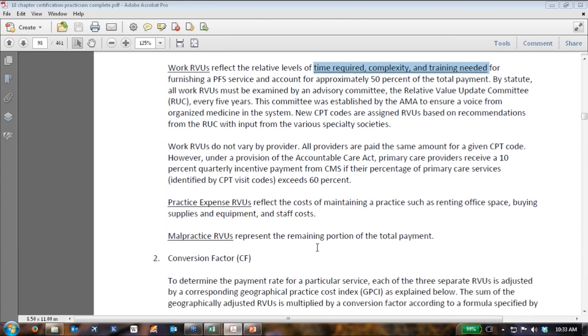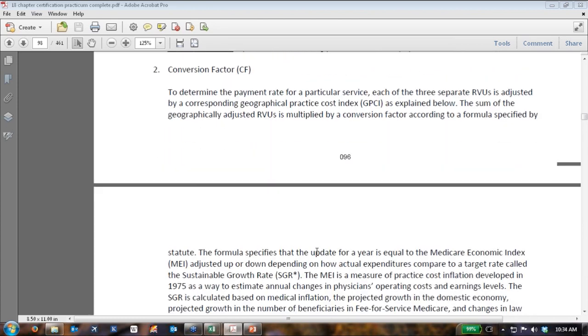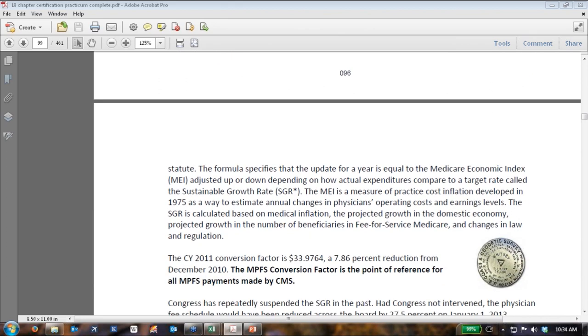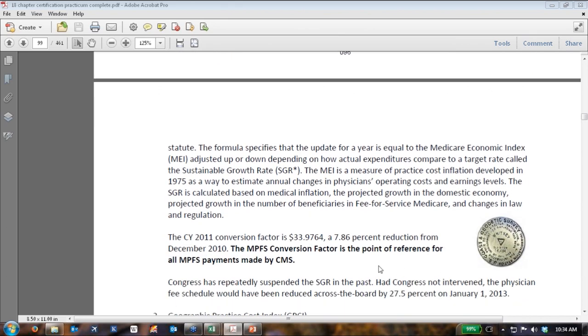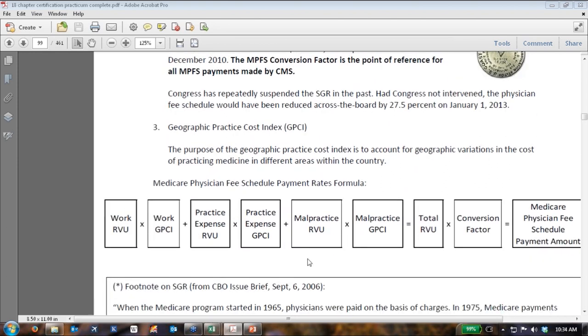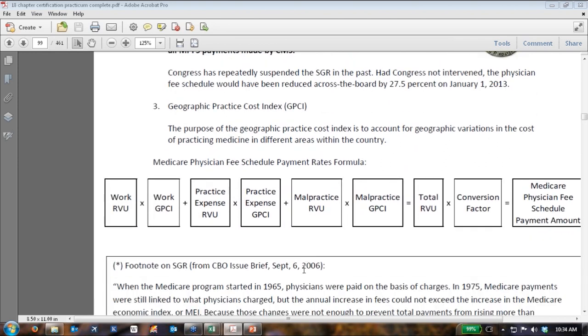And then there is a conversion factor. We already talked about what that is and how little it is. And so here's the geodetic marker showing you what the number is that the entire MPFS system takes its bearing on. And here it is. And then here is how the update process works. There's a geographic factor. It has a different name here. It's called a geographic practice cost index.